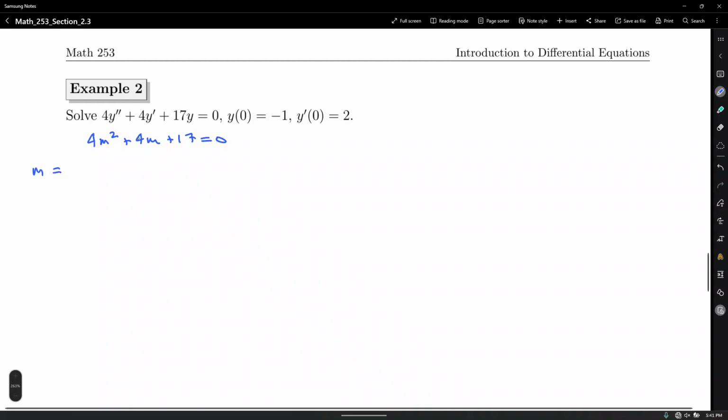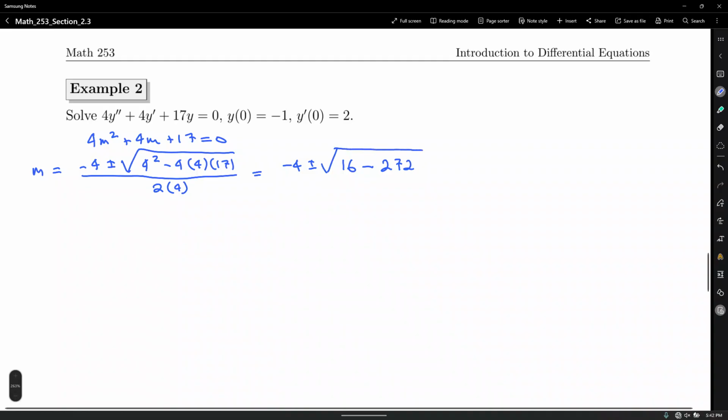So m equals minus b, that's negative 4, plus or minus the square root of 4 squared minus 4 times 4 times 17, everything divided by 2 times a, which is in this case 4. Be careful. Most of the times a equals 1, but not in this case. So negative 4 plus or minus the square root of 16 minus 4 times 4 times 17, which is 16 times 17, big number, 272. You have a calculator with you guys? Well, you can verify this result. Everything divided by 8. All right?